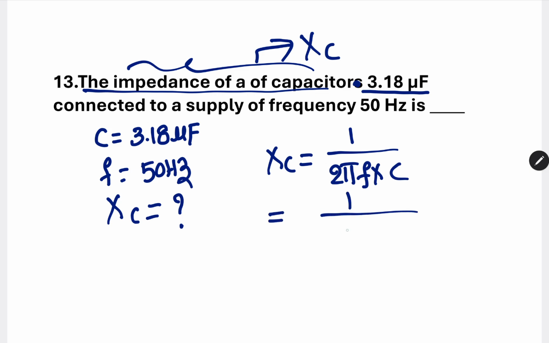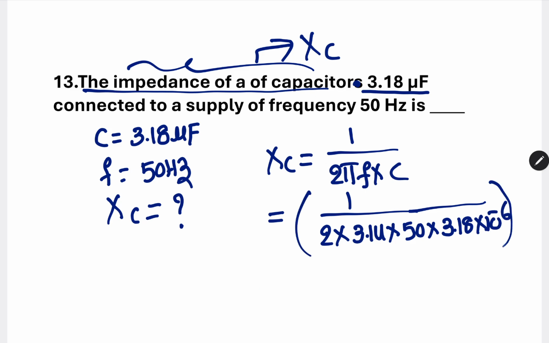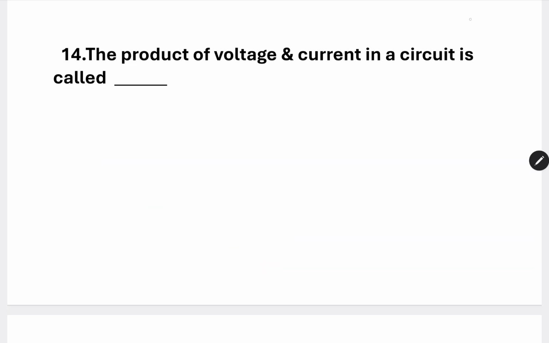That is equal to 1 by 2 into pi is 3.14, frequency F is 50 Hz, and capacitance is 3.18 microfarad, that is into 10 to the power of -6. Impedance is measured in ohms. So the value we are going to get is around 1000, approximately we will get 1000 ohm impedance.